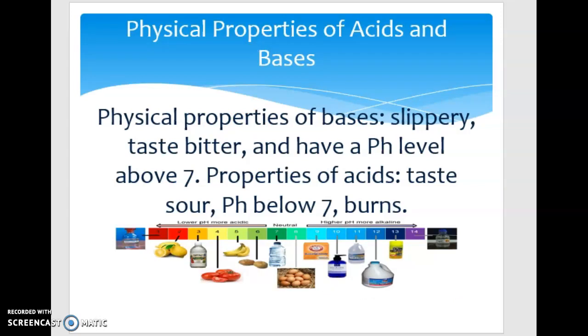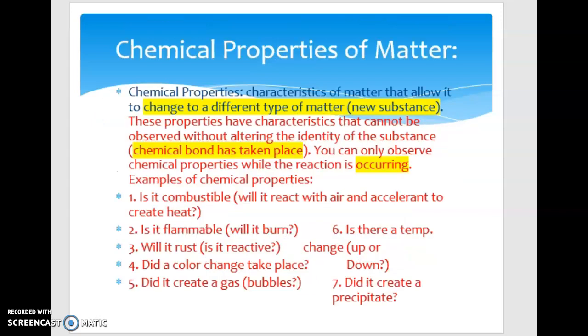You also have substances that are acids and bases, and we're going to talk more about this later in the year, but those acids and bases have physical properties that help us identify them. For example, you can tell if it's a base because it feels slippery, it tastes bitter, and has a pH level above 7. You can tell if it's an acid because it tastes sour, it'll burn you, and it has a pH below 7. So even though you don't have to know those properties of acids and bases now, you should get an understanding that they do have physical properties that you observe that can help you identify them.